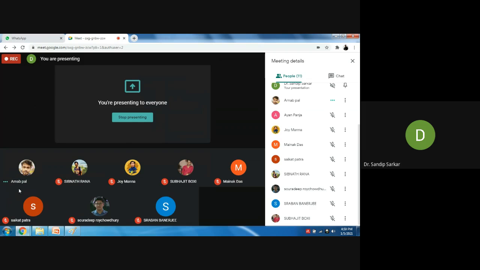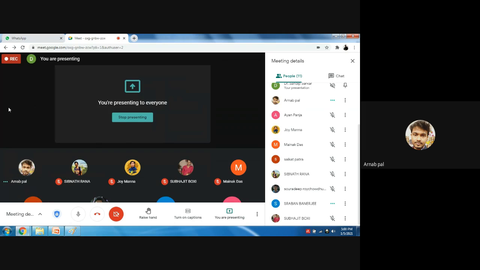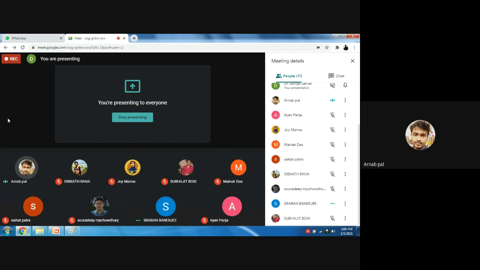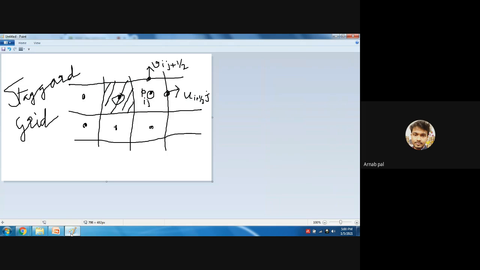Any other question? Sir, why not give the value for pressure for one cell and velocity for another cell? We don't have to go to that u i plus half notation. No, that means no. Although that is right.